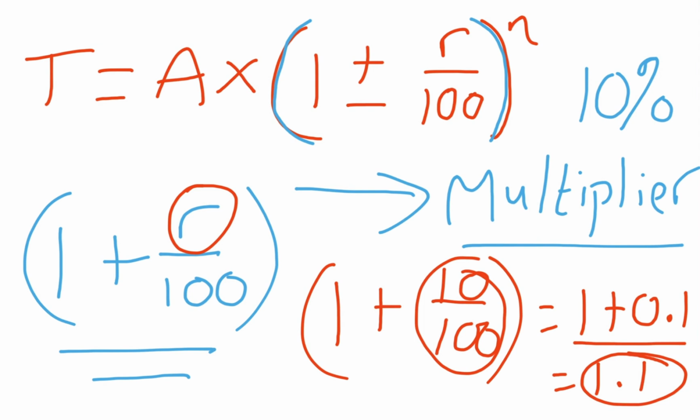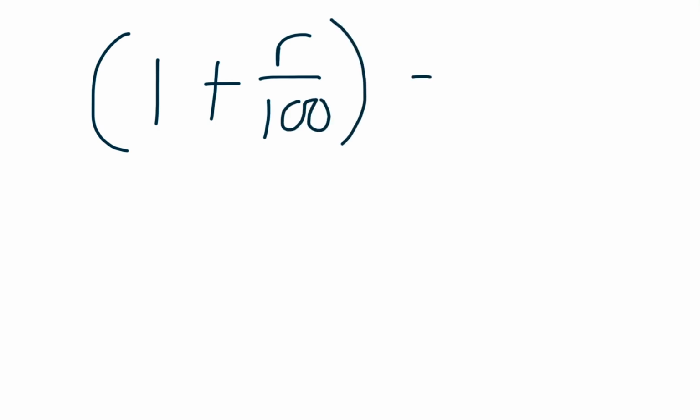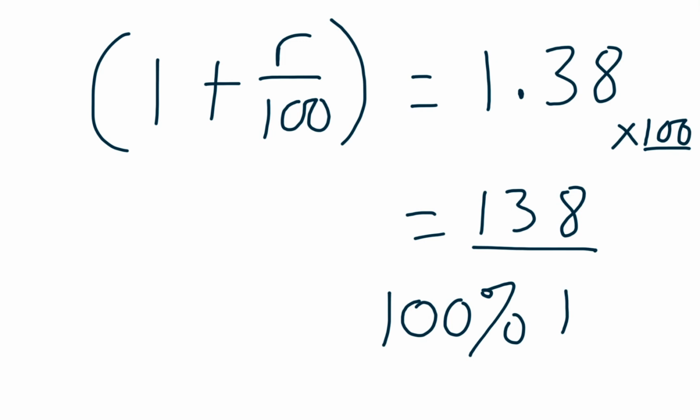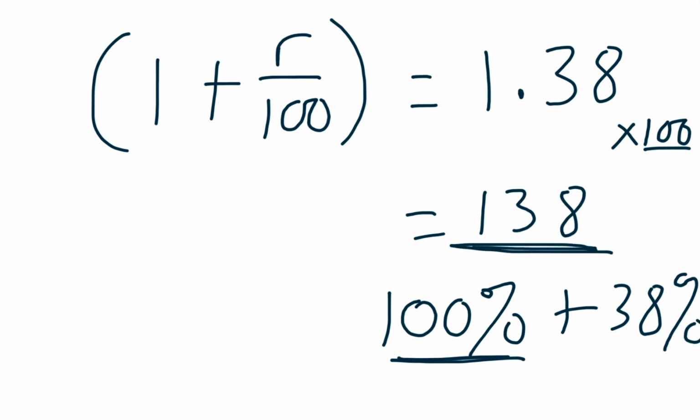If I add 1 plus 0.1, I get 1.1. This number here is called the multiplier. I'm also going to show you something else which is really important. I'm going to stick with 1 plus R over 100. If my multiplier works out to be, for example, 1.38, and if I multiply 1.38 by 100, the famous number, I get 138. What this 138 means is that your original amount is 100%, this will always stay the same, and if I add 38% on top, I end up with 138, which means there's been an increase of 38%.